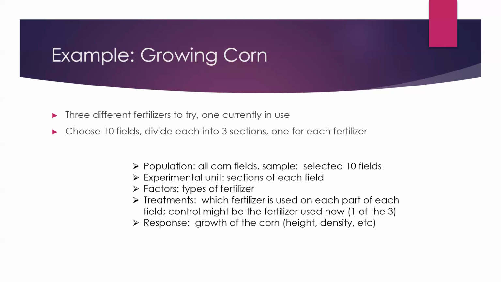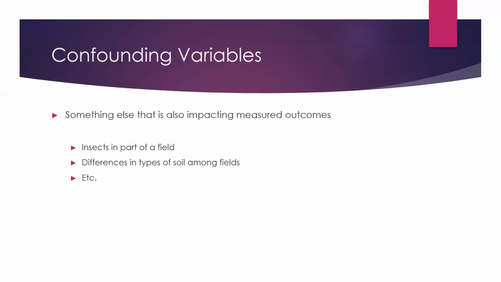Yes, most likely. You wouldn't have to, but that comes back to experimental design. What's a good experimental design? Usually you would have all three in each field, because it wouldn't make sense to put all three in one field. It makes sense that each field would have one of each of the fertilizers, because you would want to control for confounding variables, things that can screw up your results.